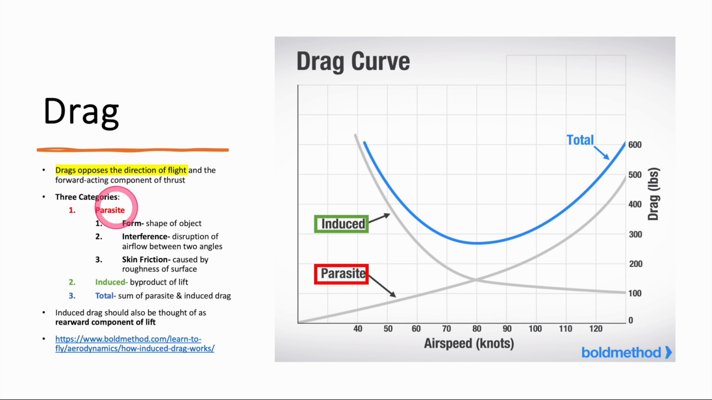So parasite drag, that's pointing out this gray line right here, and we'll talk about what this is referring to. There's different categories of parasite drag. The first one is form drag, which is the general shape of an object as it goes through the air. So an airplane going through the air compared to something spherical like a ball are going to have different levels of drag just due to their shape.